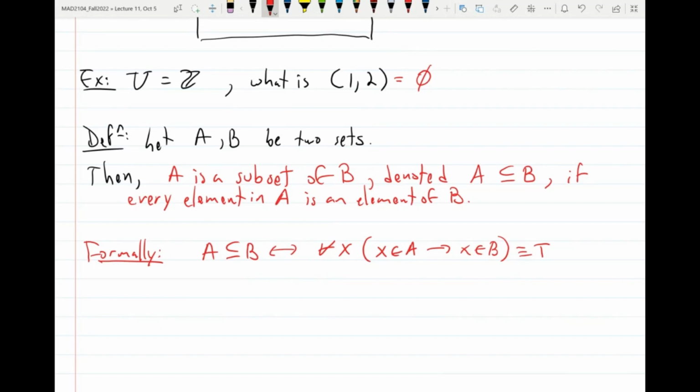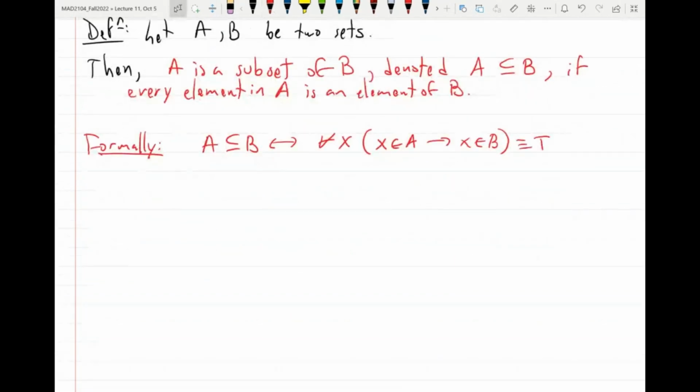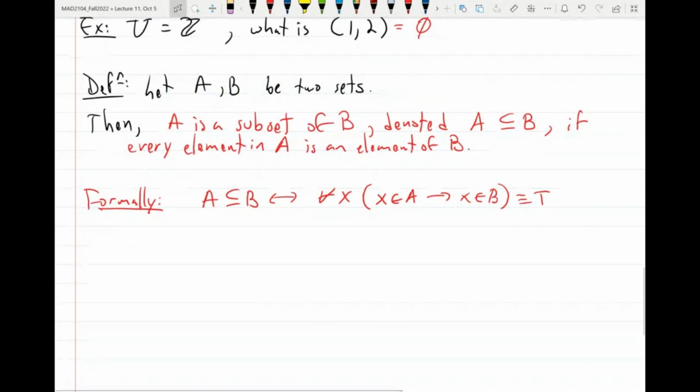Okay. Like I said, the basic ideas from before, they will carry over. All right. So to show that a set is a subset of another one, this is what you need to argue. And then similarly, what do you think it means for a set to not be a subset of the other set?